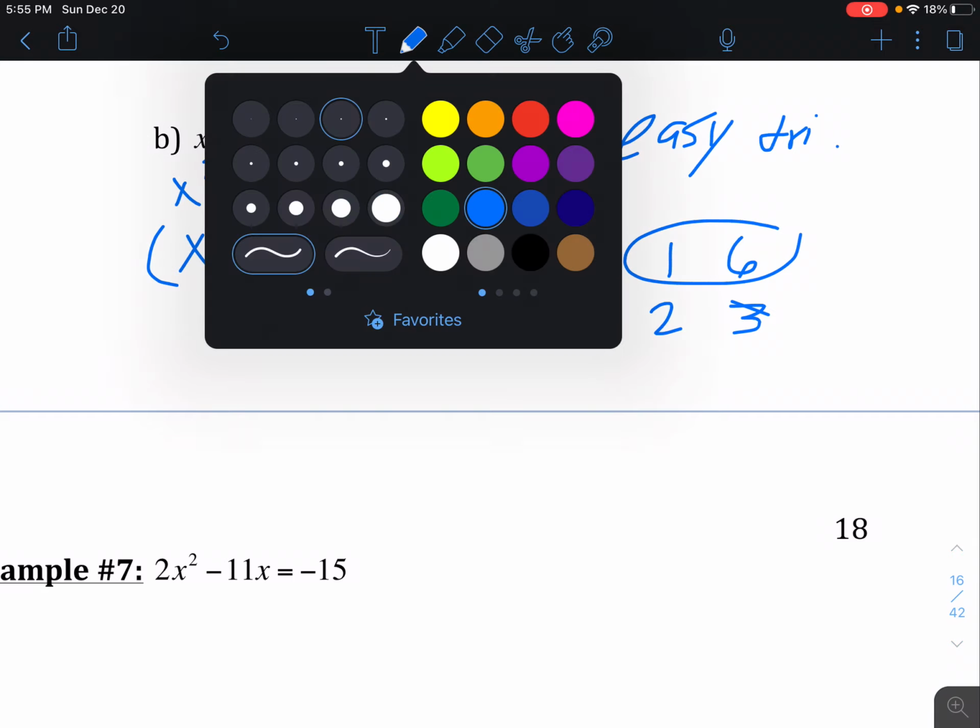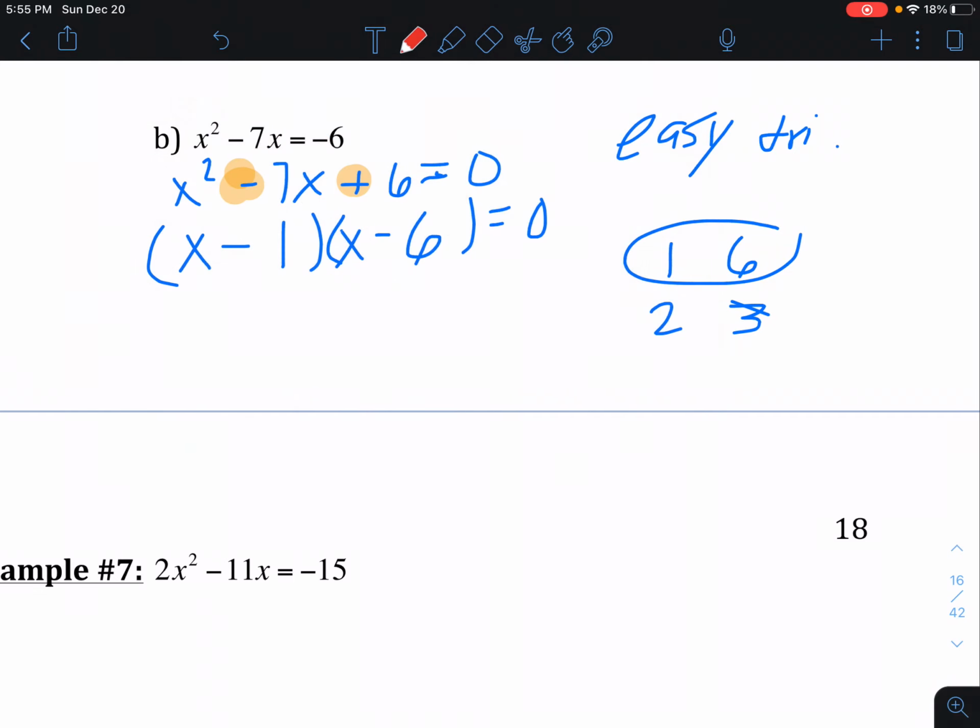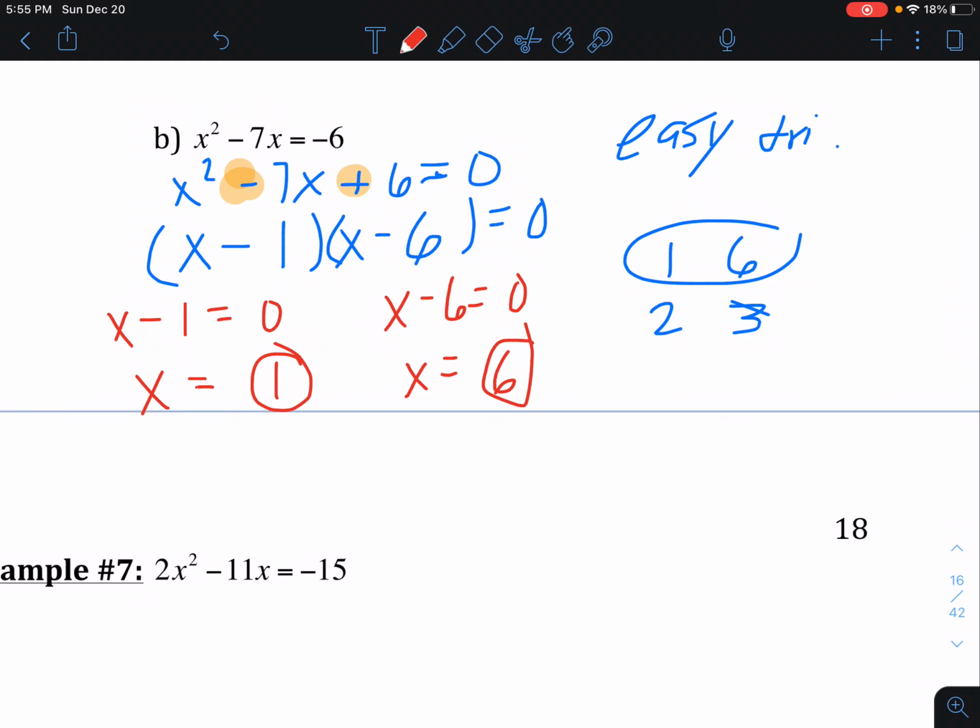And so now we are going to get our answers. So we set up our two equations, set equal to 0. And the first one, add 1. The second one, add 6. So our answers are 1 and 6.